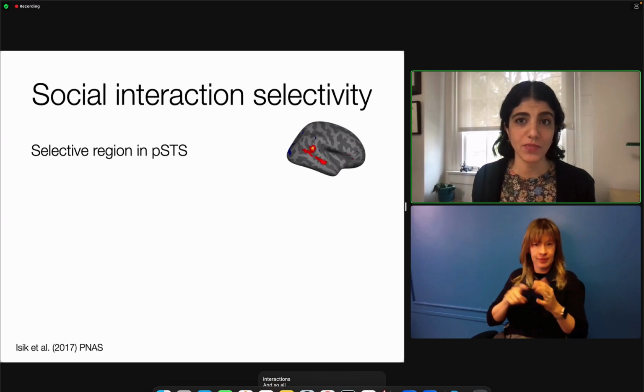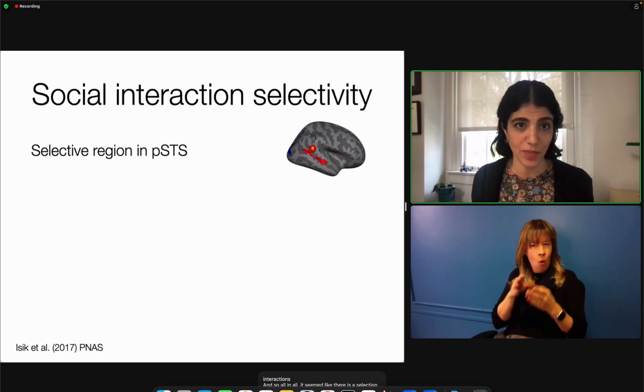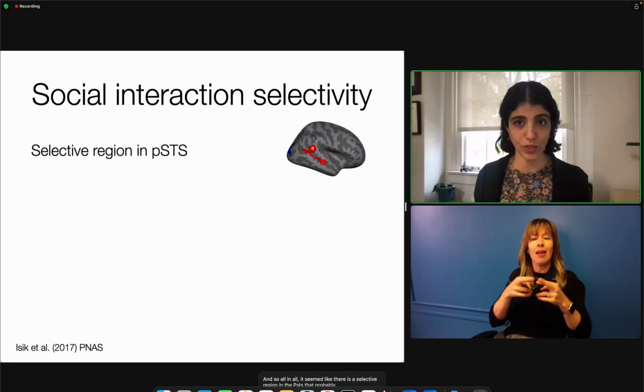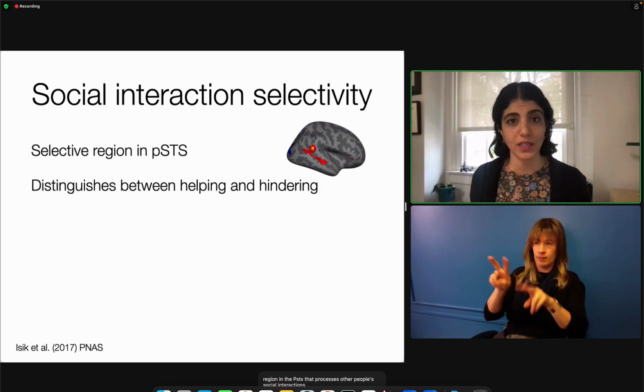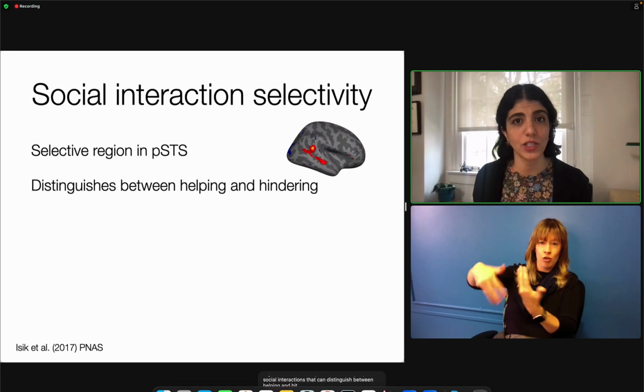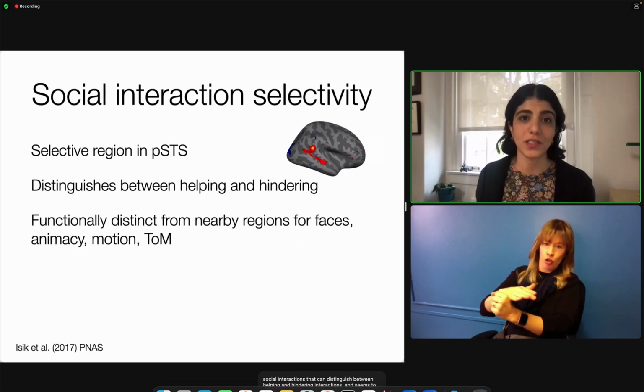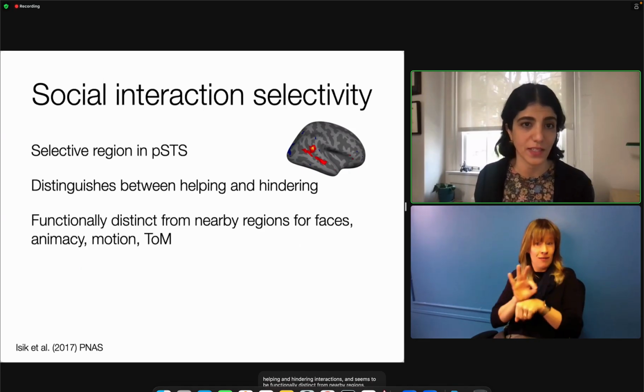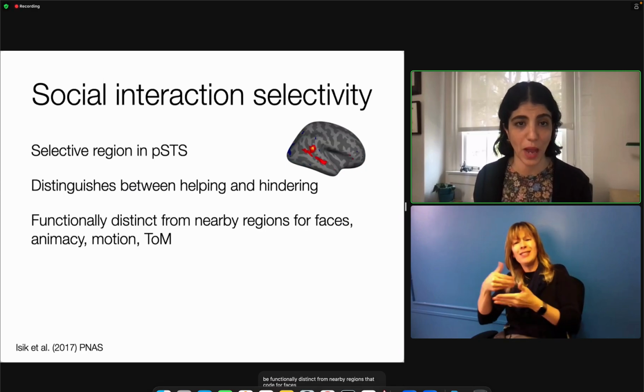And so all in all, it seemed like there is a selective region in the pSTS that processes other people's social interactions, that can distinguish between helping and hindering interactions, and seems to be functionally distinct from nearby regions that code for faces, animacy, motion, and theory of mind.